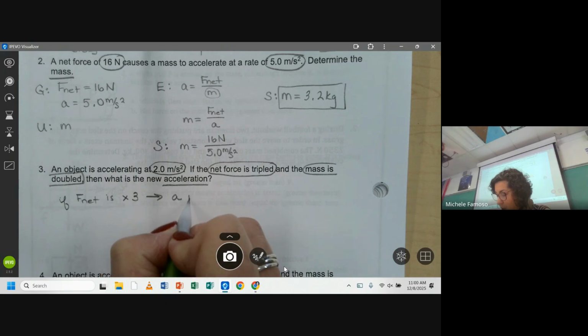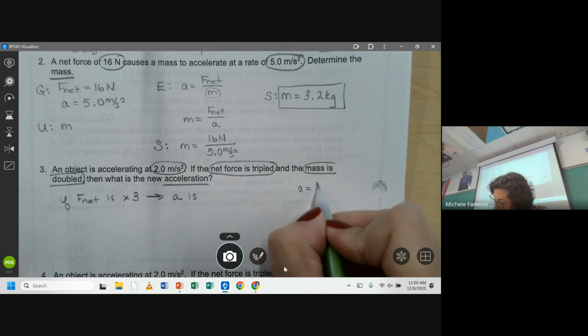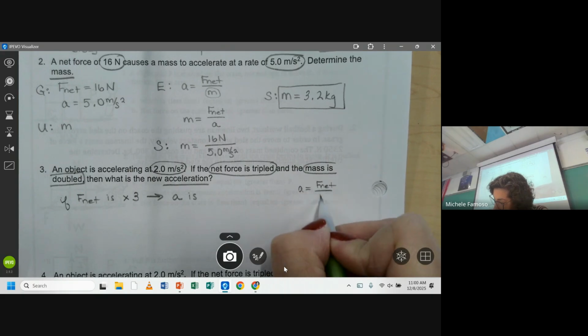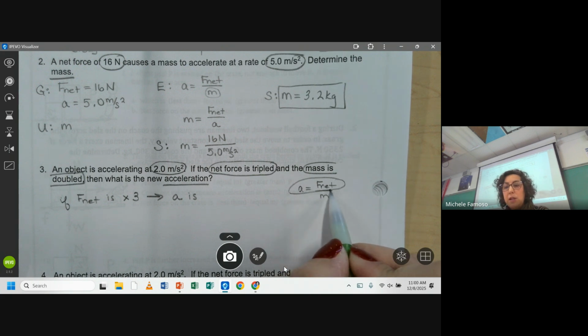I want to know what that does to the acceleration. So if we think back to Newton's second law, which says that a equals F net divided by m, Josiah, what type of relationship exists between acceleration and net force?